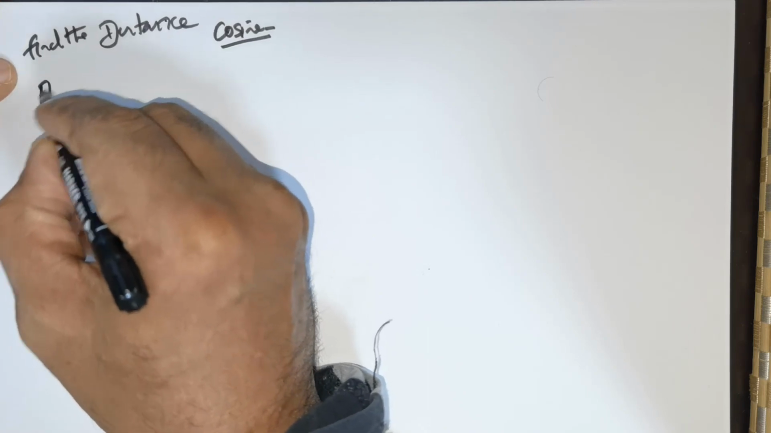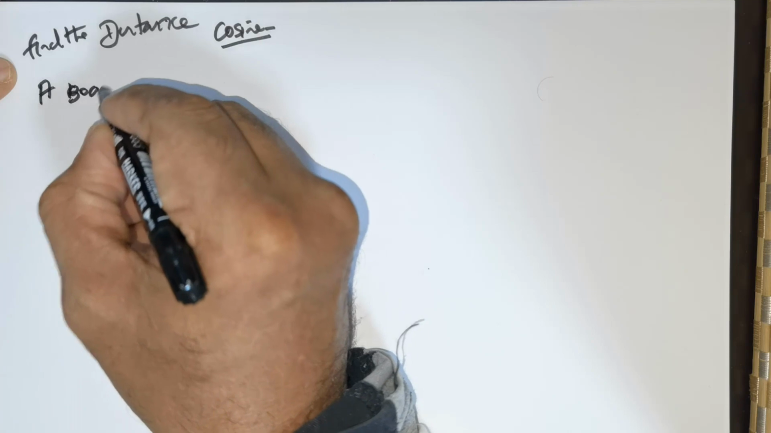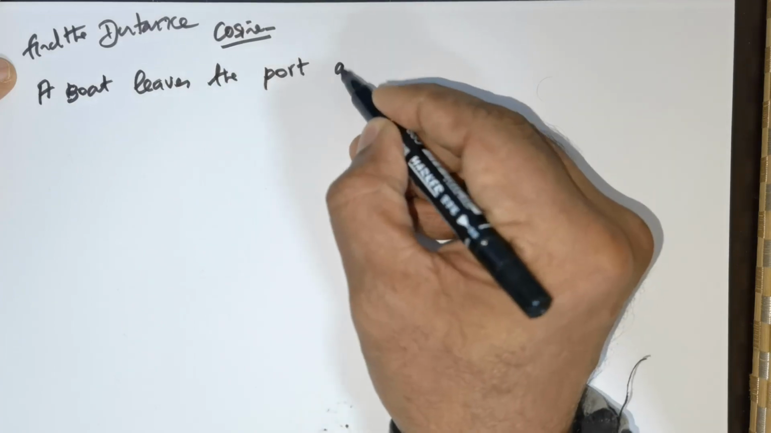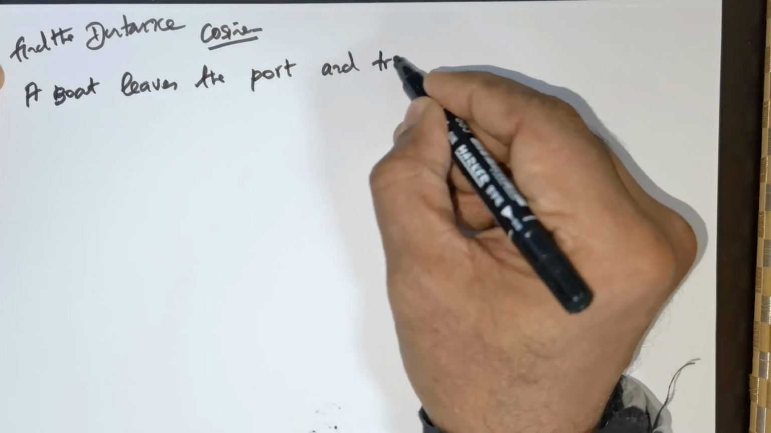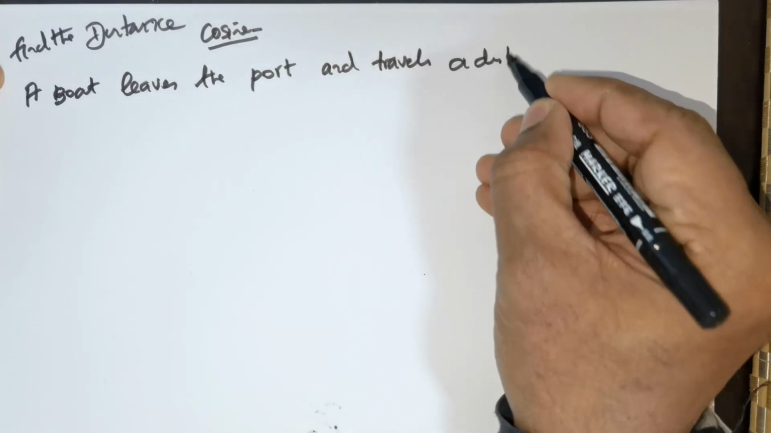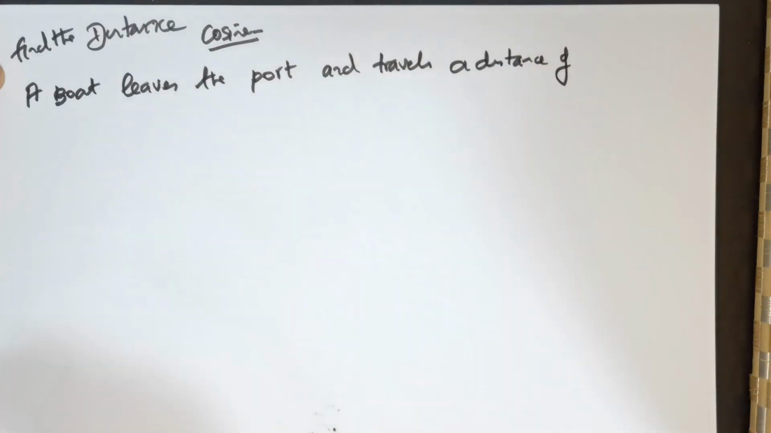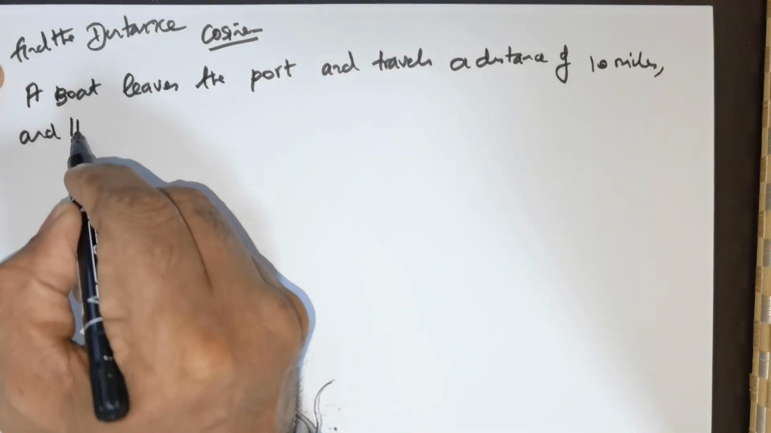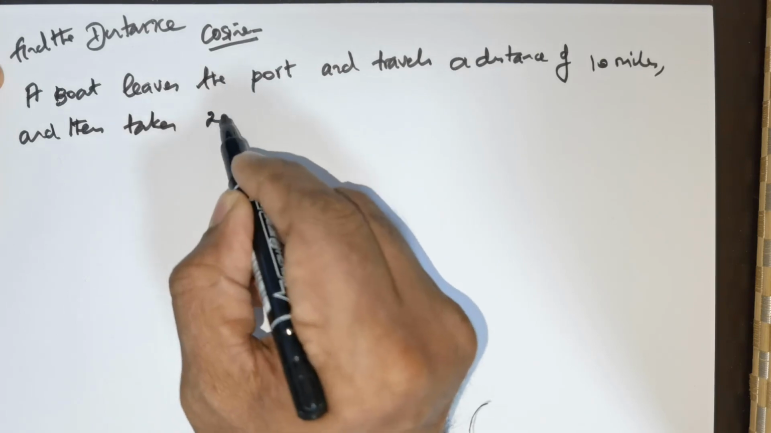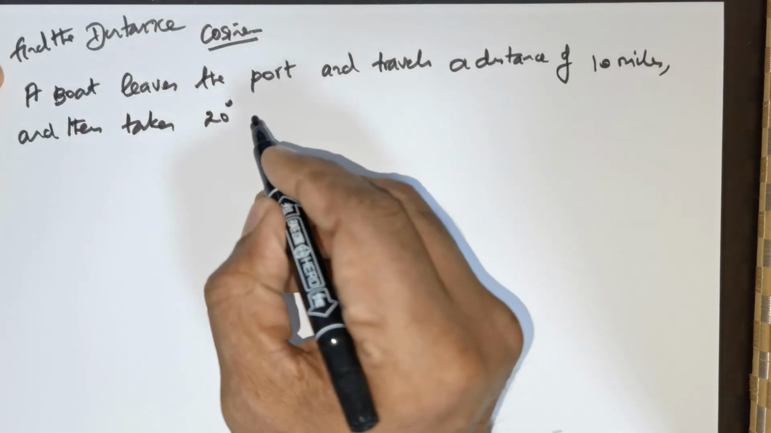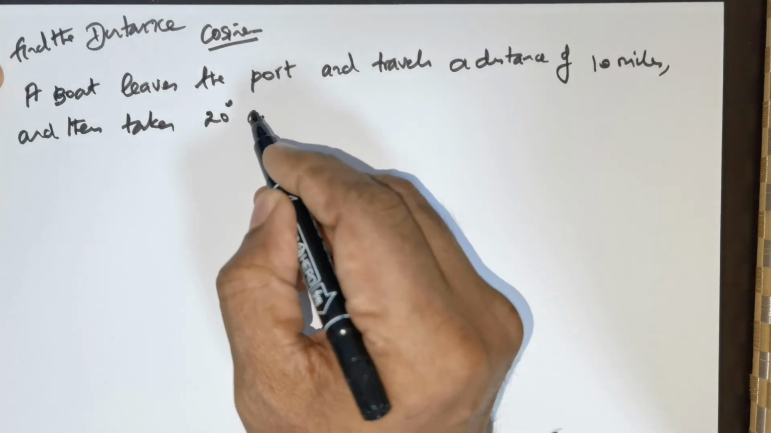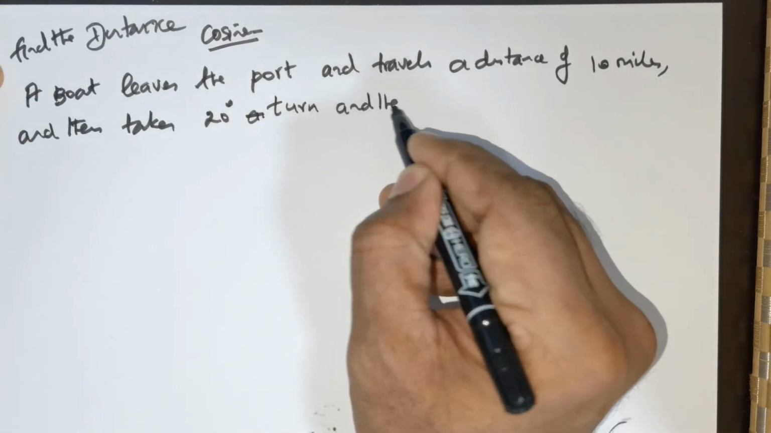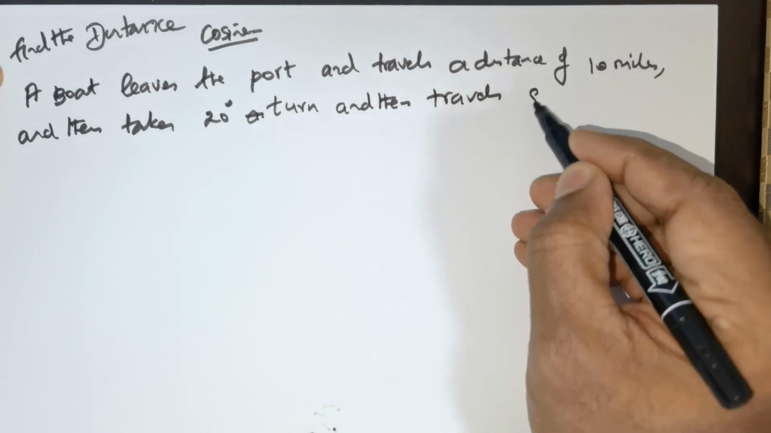There is a boat. So let me start like this. A boat leaves the port and travels a distance of say 10 miles, and then takes a 20-degree angle, or I would say 20-degree turn, and then travels 8 miles.